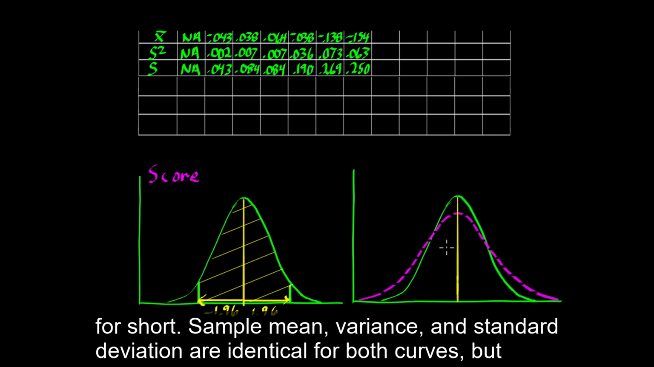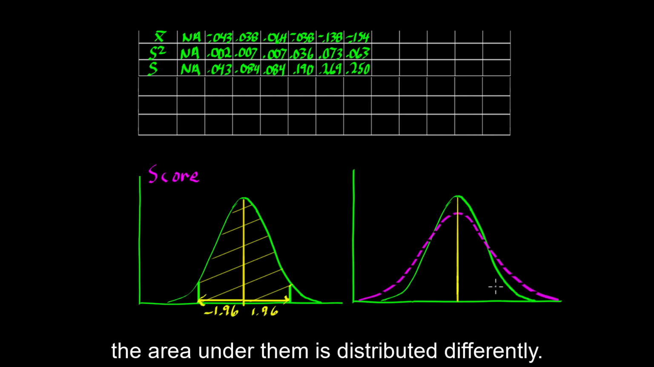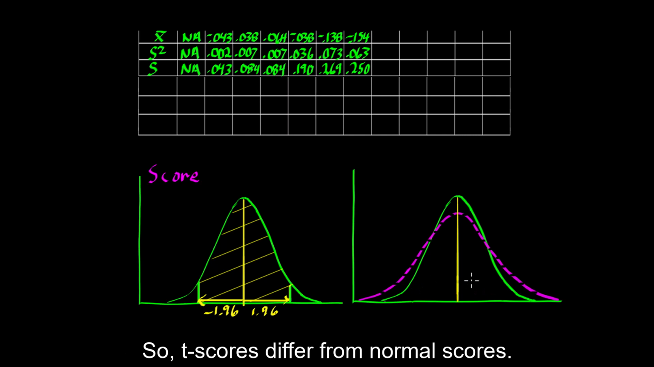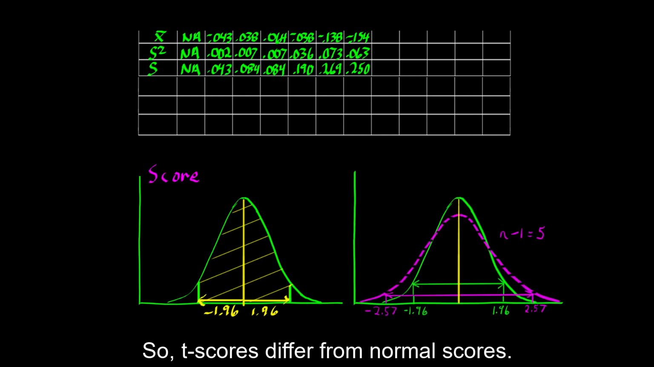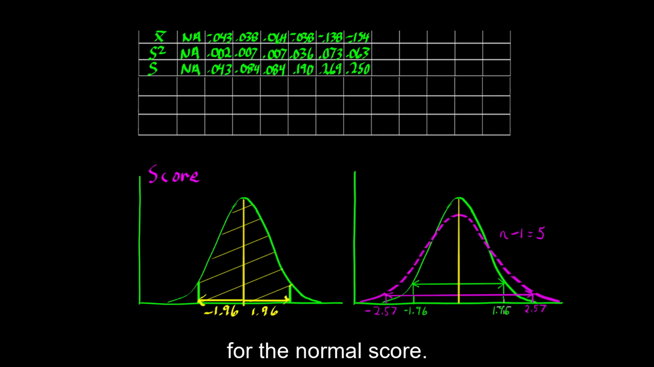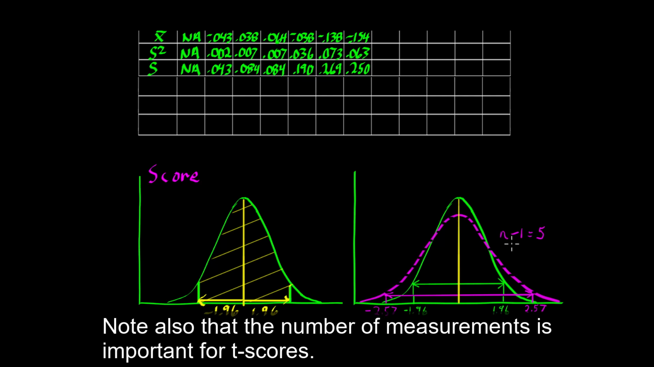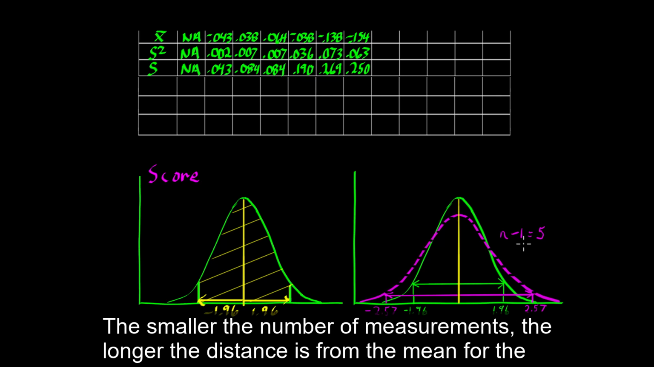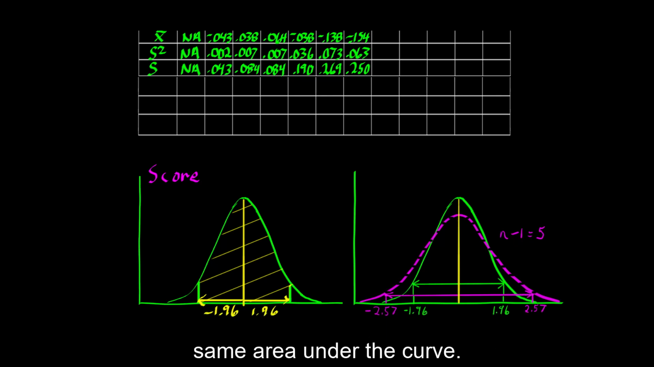Sample mean, variance, and standard deviation are identical for both curves, but the area under them is distributed differently. So T-scores differ from normal scores. Here, the T-score is 2.57 as opposed to 1.96 for the normal score. Note also that the number of measurements is important for T-scores. The smaller the number of measurements, the longer the distance is from the mean for the same area under the curve.